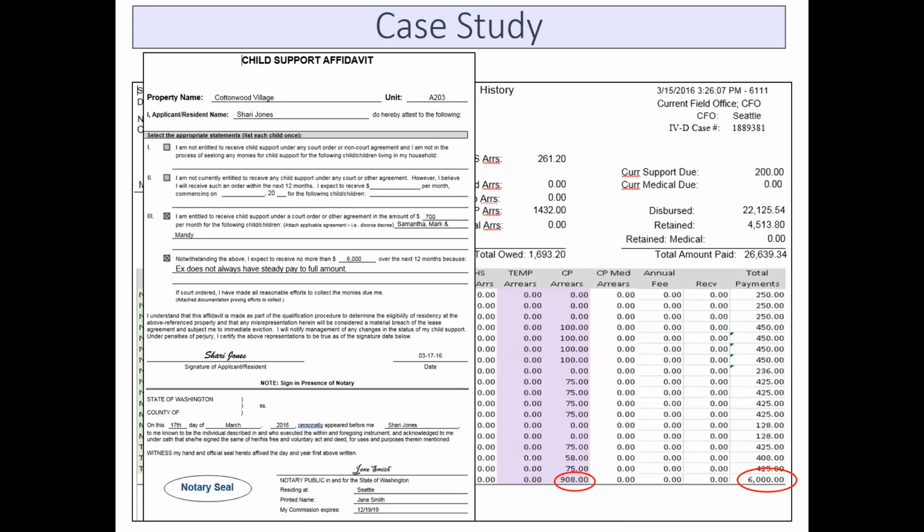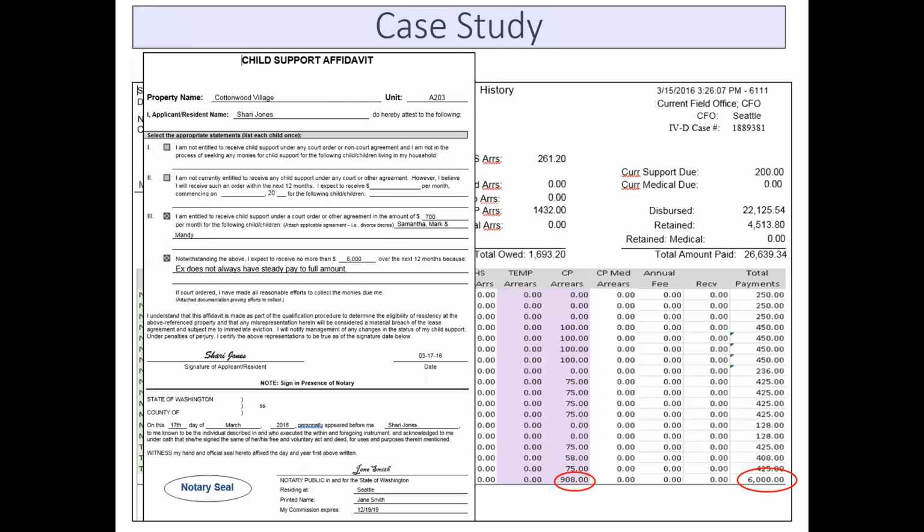So you really want to make sure that they're using those lines to say who is part of the support order. Sometimes there are 3 children like in this case, and maybe no support was being received for Samantha, so she'd be listed under number 1, but if the $700 were just for Mark and Mandy, then they would be listed under number 3, so that you get a complete picture and make sure you have addressed the issue of child support for all the minors in the household. So this one clearly says $700. It says she does expect to get $6,000 for the next 12 months.